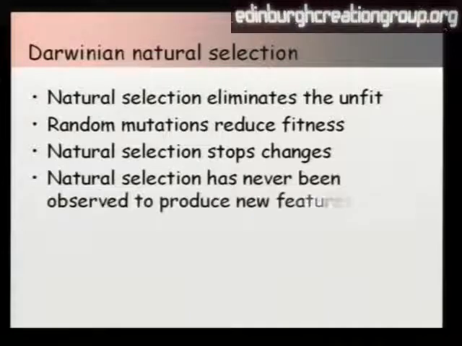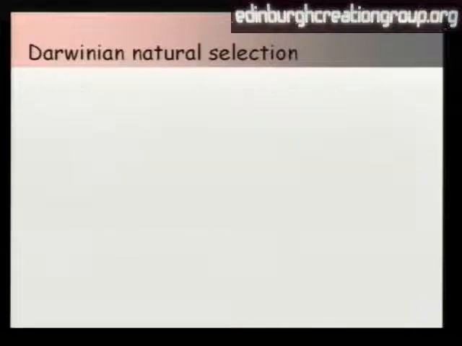And the one thing about natural selection that's never actually been demonstrated, and this still stands, is that natural selection has never been observed to produce new features. We're going to come back to this later at the end. But what we can say positively about natural selection is that it can cause changes in gene frequency, and the peppered moth is probably quite a good example of that.